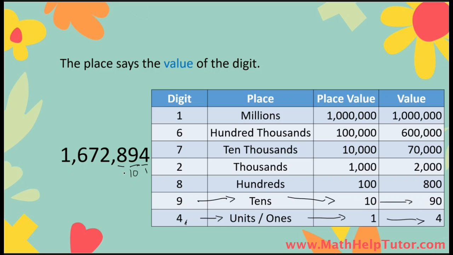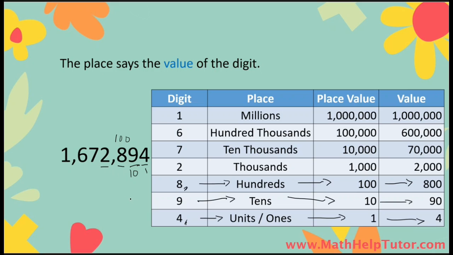Looking at the digit 8, since we know that the digit 8 is in the hundreds place, and we know that the place value of the hundreds place is 100, and we also know that there are 8 instances of the hundreds place, we know that the value of the digit 8 in this number is 800.